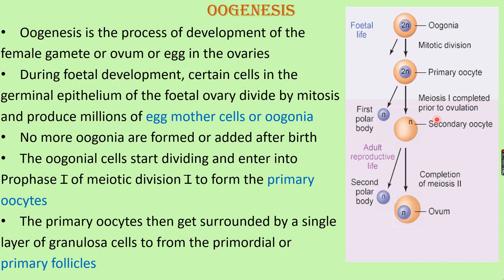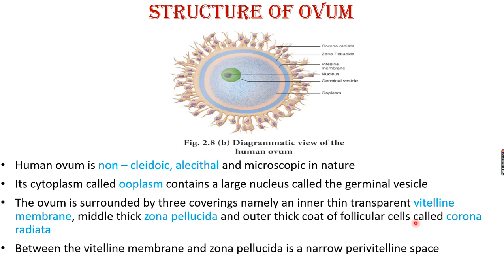What happens due to meiosis? It is a reduction division, so the diploid number of chromosomes is reduced to the haploid number. Secondary oocytes are formed, and in between, the first polar body is also produced. The secondary oocyte once again divides by second meiosis and produces a single mature ovum and a second polar body. So in spermatogenesis, four mature spermatozoa are produced, but in oogenesis only one mature ovum is produced. Both sperm and ovum are haploid in nature.